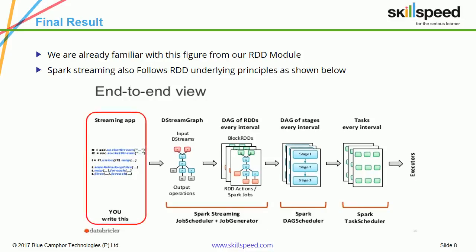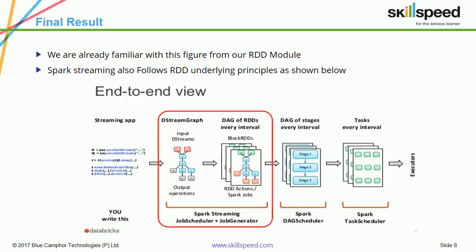So first we have our streaming application and you have to write it, right? And then we have the Spark Streaming job scheduler plus job generation. So we have an input DStream, and then we have a directed acyclic graph of all the transformations that we are doing, which includes all the transformations and actions.